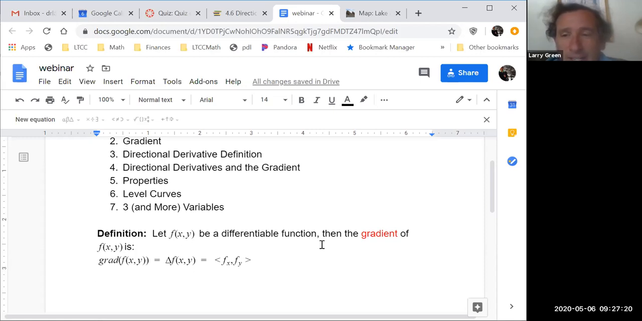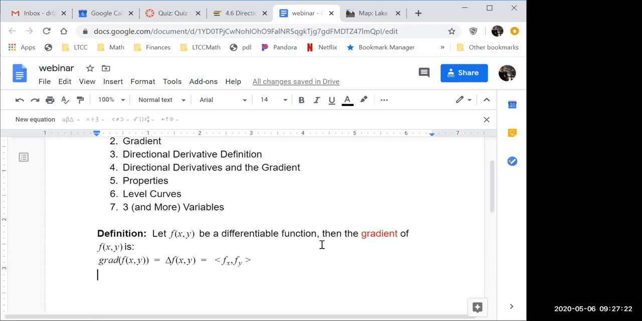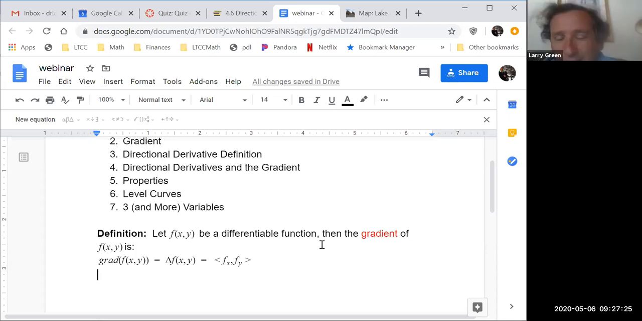And you want to take the gradient? It'd be a three-dimensional vector. Yeah, you just go fx, fy, fz. Okay, the good news is you can extend this to as many variables as you want, and you just do what you would think you need to do. Whatever variables you got, in order, you write the partial derivatives as a vector.